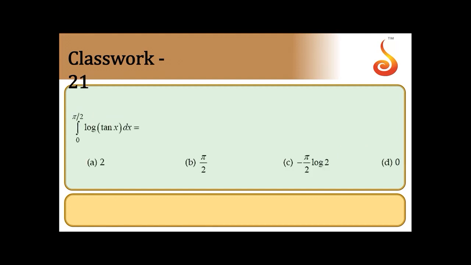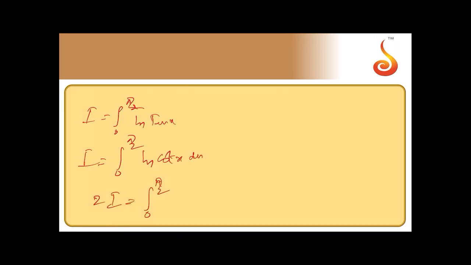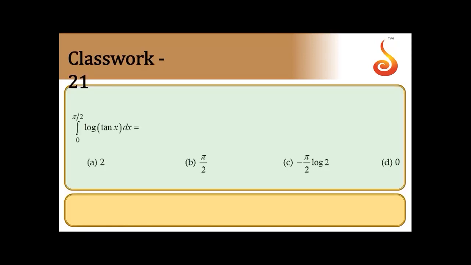Coming to the next one, logarithm of tan x. Of course, this is the formula, and of course, the answer is 0 because when you apply the upper limit minus x formula, I is equal to integral 0 to pi by 2 logarithm of tan x. The same I can be written as 0 to pi by 2 logarithm of tan pi by 2 minus x, which is nothing but cot x dx. So when you add, 2I is equal to integral 0 to pi by 2 log tan x plus log cot x, which is nothing but log 1. Log 1 is 0, so therefore overall the integral is equal to 0. So the answer for this problem is 0.